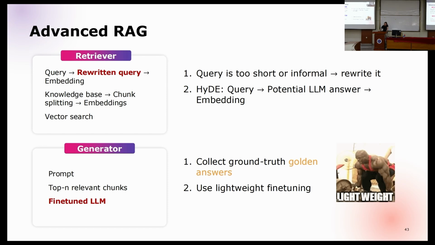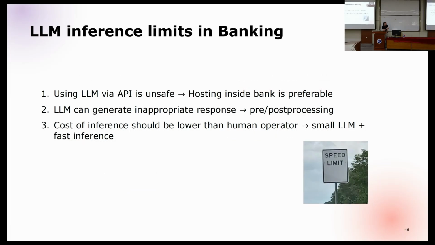Another idea is to do hypothetical document embeddings. The problem is the same. The domain of questions and the domain of possible answers in the knowledge base are different domains, so we generate a possible LLM answer, and we do retrieval in our knowledge base using this LLM answer, not the query. And we can do something with the generator part. Mainly, we can do fine-tuning. To do so, we need to collect ground truth golden answers, and we can try to do lightweight fine-tuning.